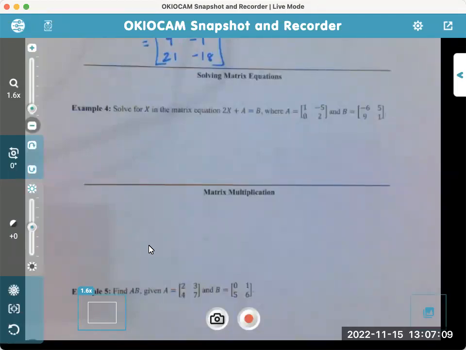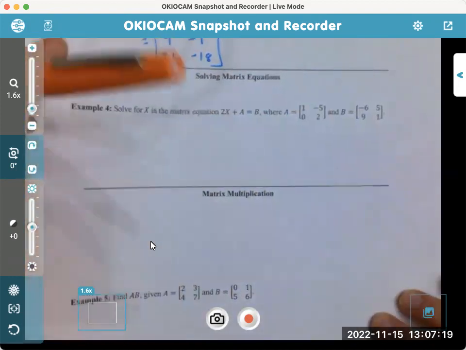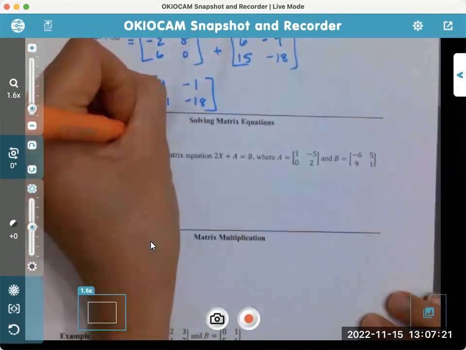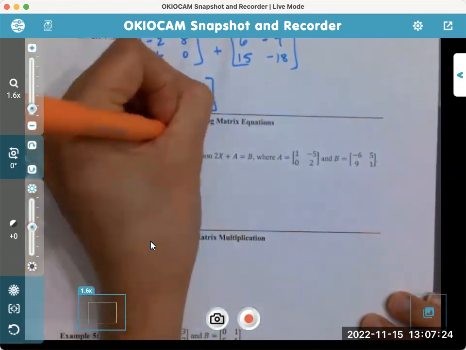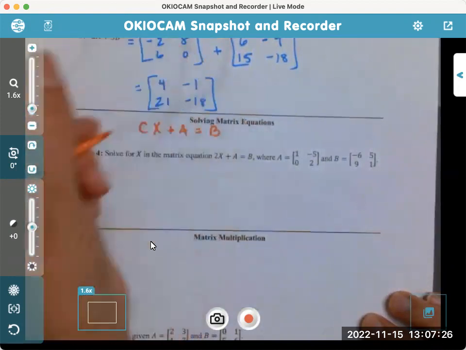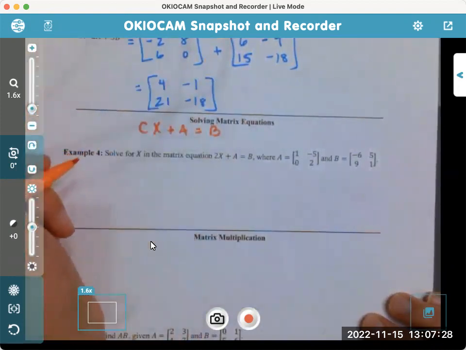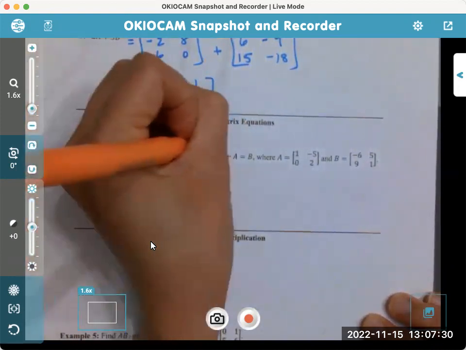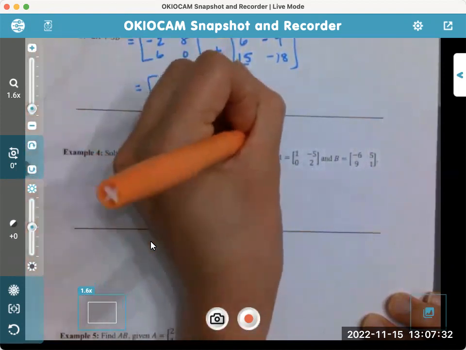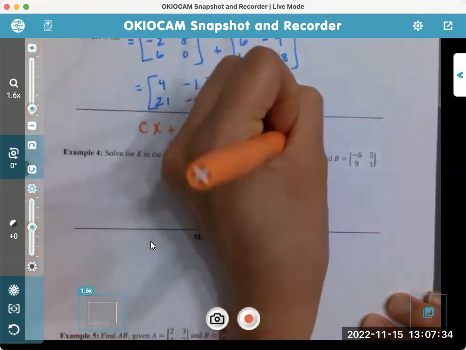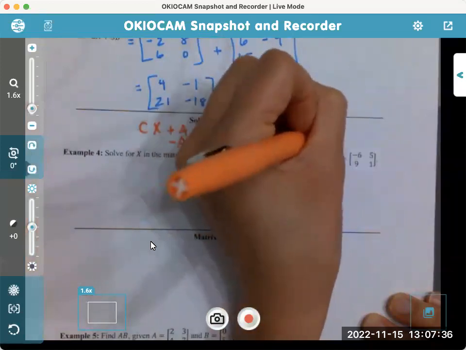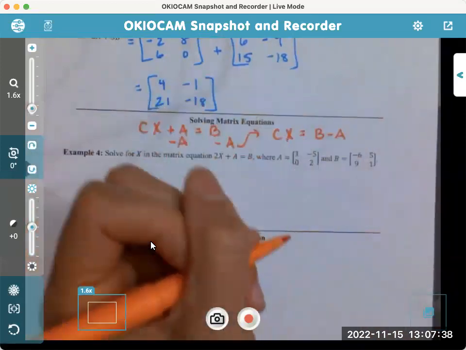Okay, so now we are solving matrix equations. So again, just adding tools to your toolbox. When we're solving matrix equations, if I have, let's say, cx plus a equals b, well, then it's pretty much exactly what you would think. I'm going to subtract the a, come over here, then I have cx equals b minus a.